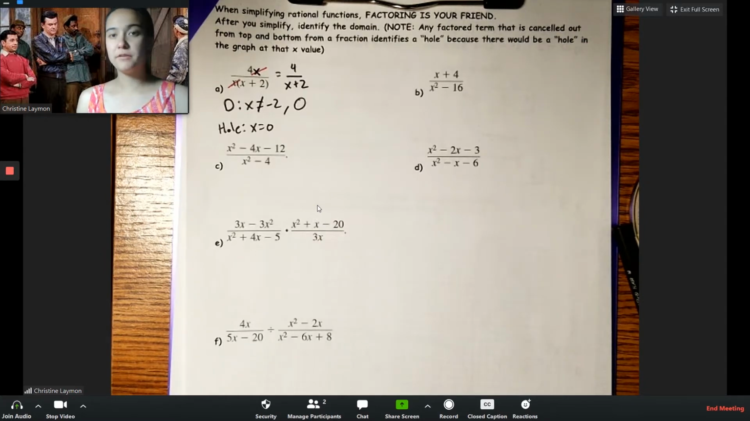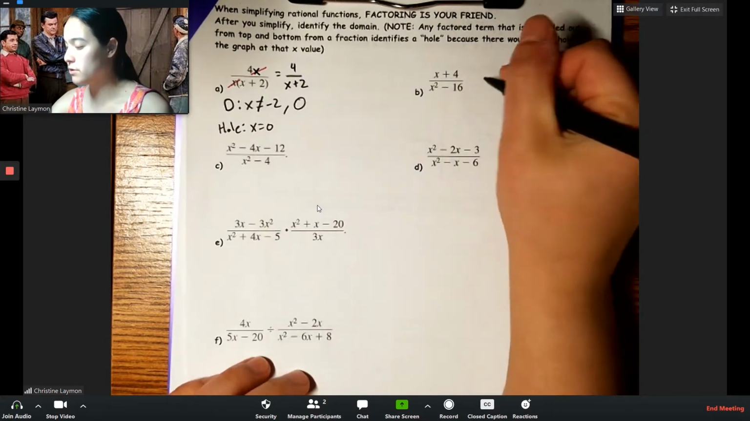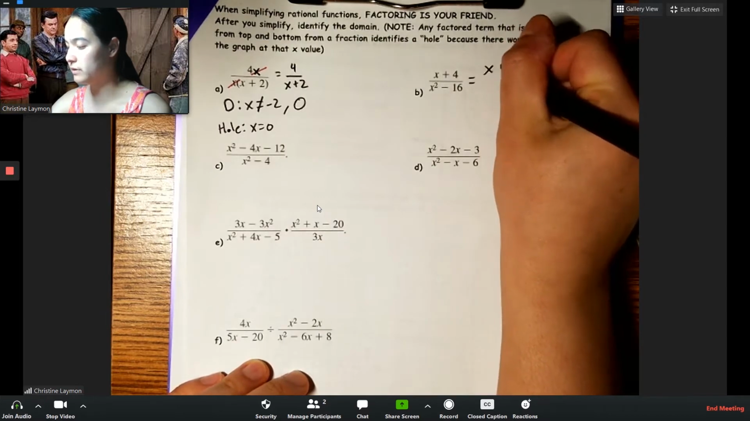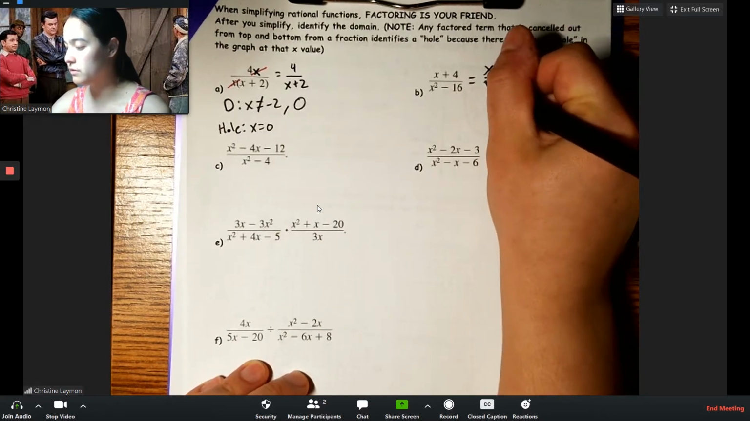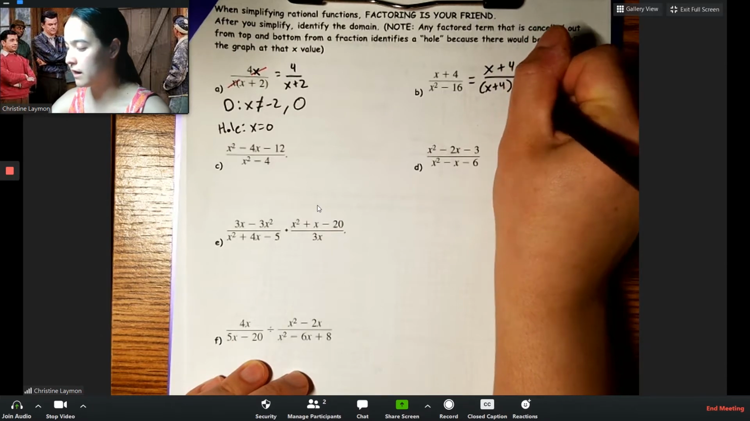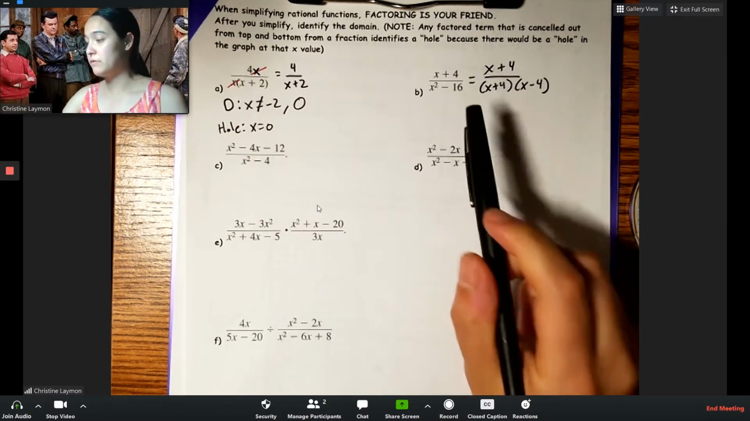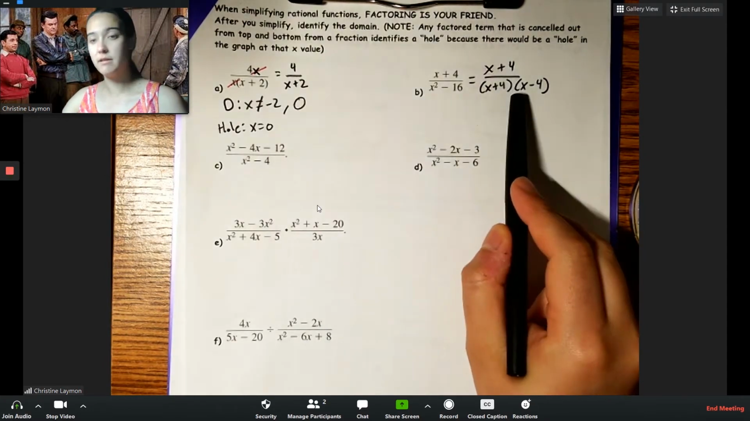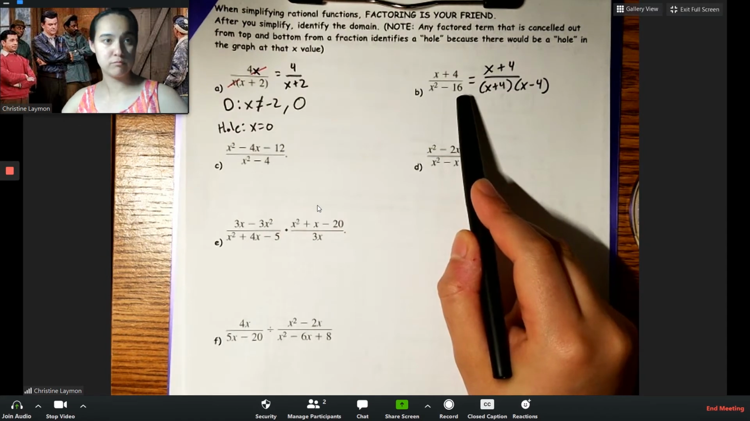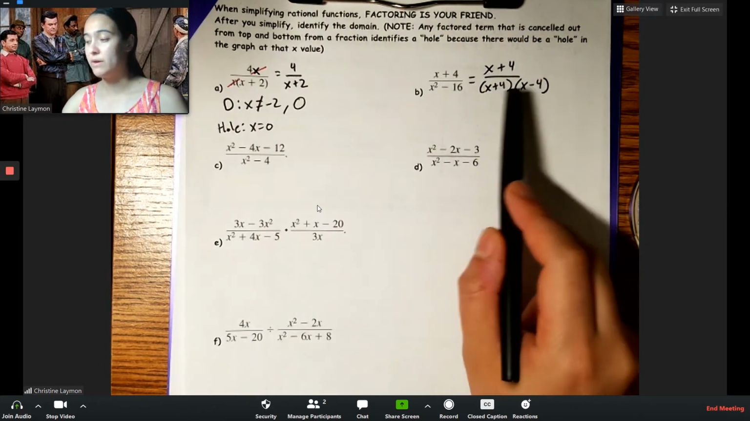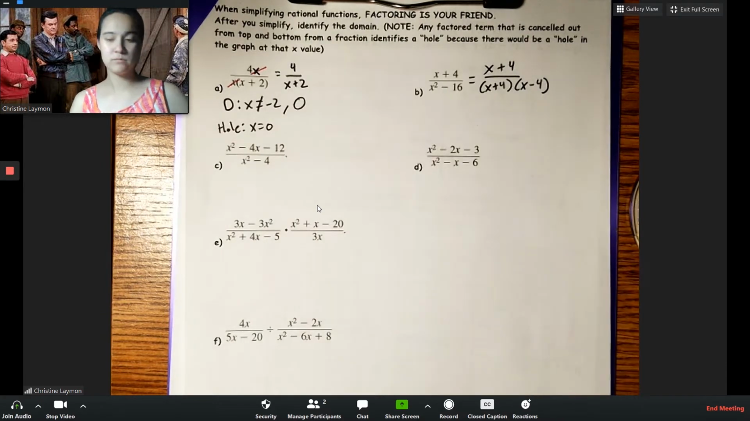All right, in question B, we have x plus 4 over x squared minus 16. What you want to recognize is that the bottom of that, x squared minus 16, is a difference of squares. Let's go ahead and refactor that: x plus 4 over x plus 4 times x minus 4. Remember, when it's a difference of squares, you have the square root of the first term, which is the x, square root of the last term, so square root of 16 are the 4s. One's positive, one's negative. Okay?